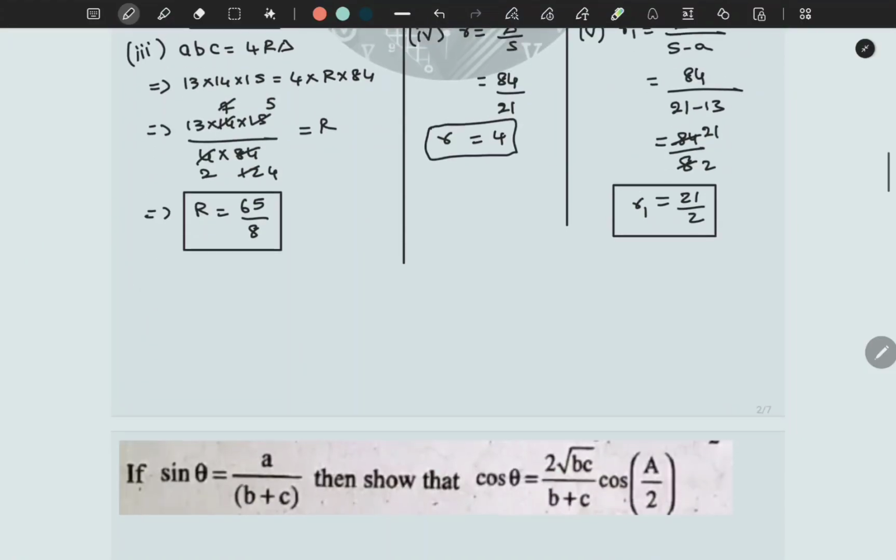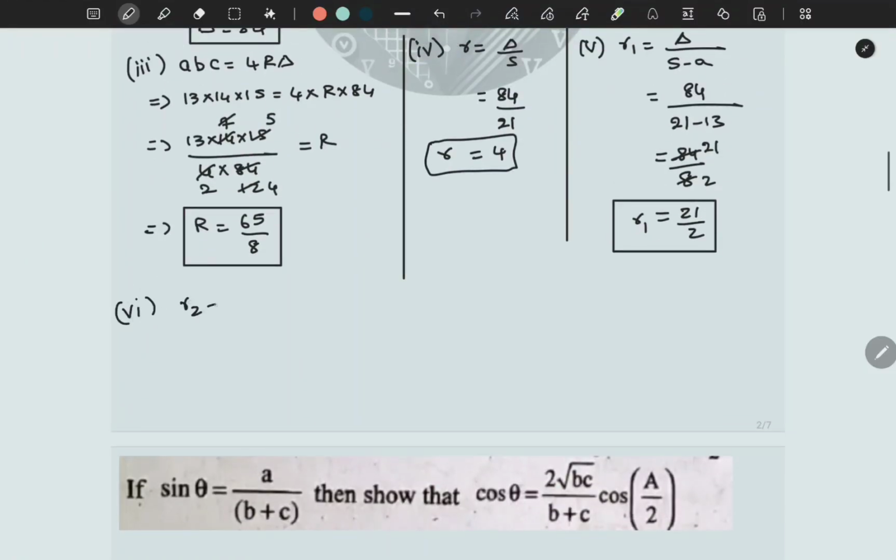So next step is step 6. r2 is delta by s minus b, and delta is 84, s is 21, minus b is 14, dear students. So we get 84 by 21 minus 14 is 7, so we get 12 times, so r2 is equal to 12.